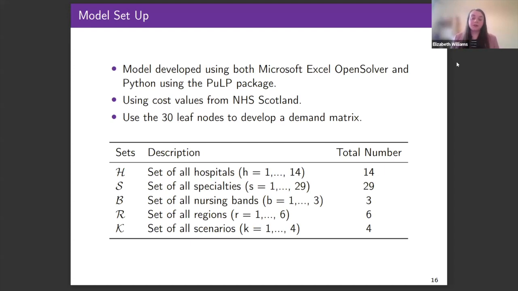For our costings, we used open access data from NHS Scotland, and we used the 30 leaf nodes to develop a demand matrix. Talking about some of the numbers we used, we had 14 hospitals in our health board, and these belonged to 6 regions. We also had 29 specialties. As you can see, with 14 hospitals and 29 specialties, this is quite difficult for someone to work out by hand where they should deploy beds. We used 3 nursing bands, and in the scenario that I'm talking about today, we used 4 different scenarios.